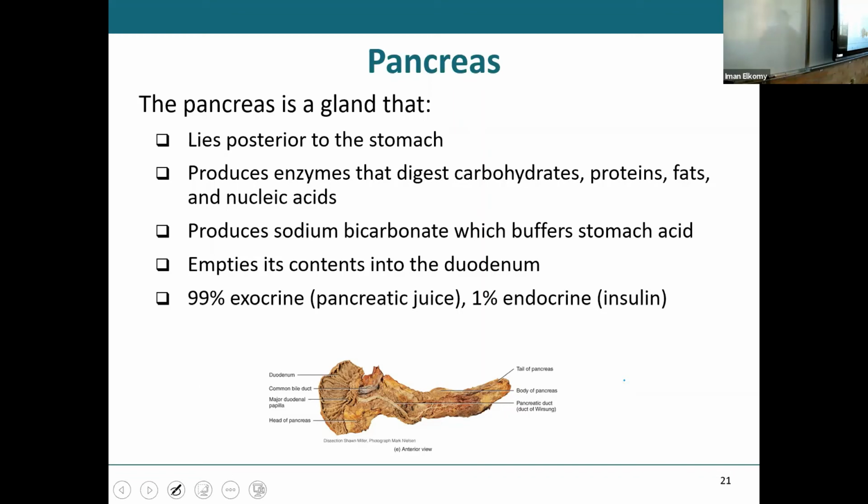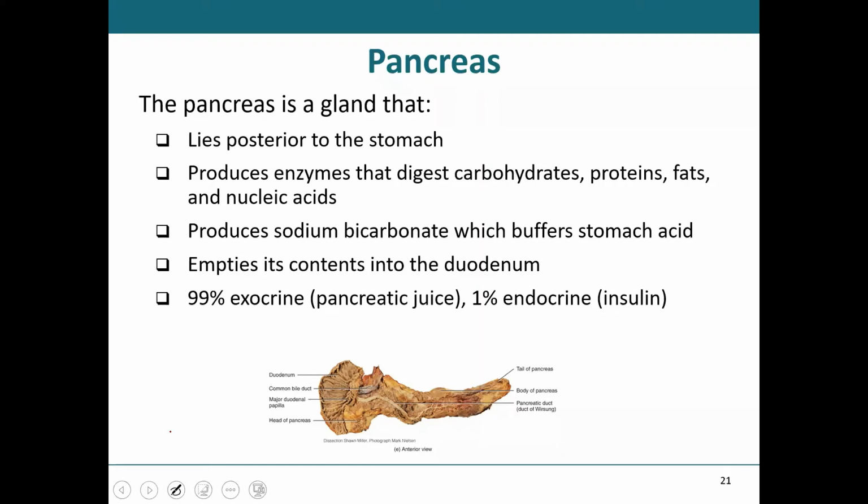We have the pancreas and the liver left. There's not too much left in here. Pancreas is one of those accessory organs that aids in the digestive system, even though it's not part of the GIT, which is the gastrointestinal tract. Remember, it's below the stomach. It sits in that curve of the duodenum, and it opens up into the duodenum with a duct.